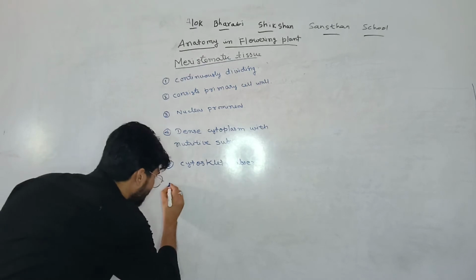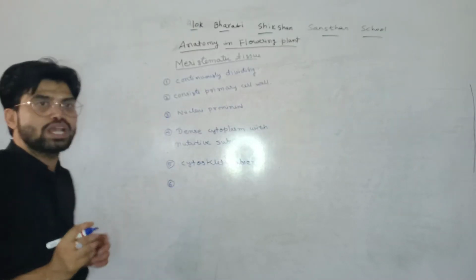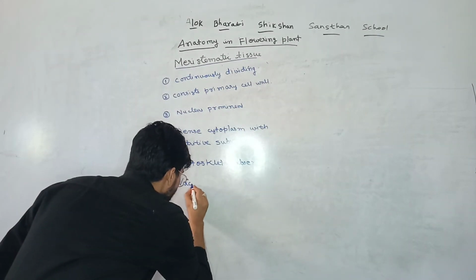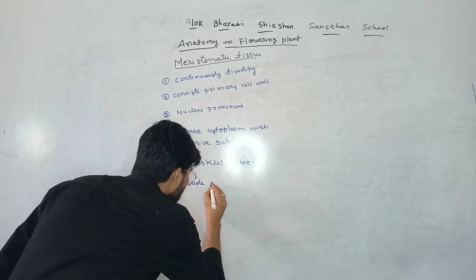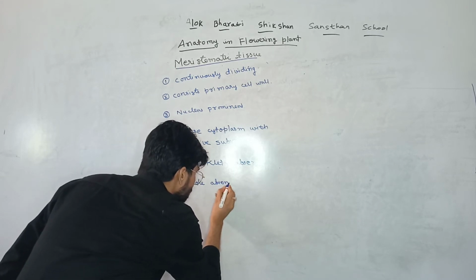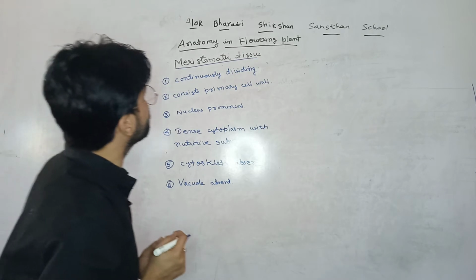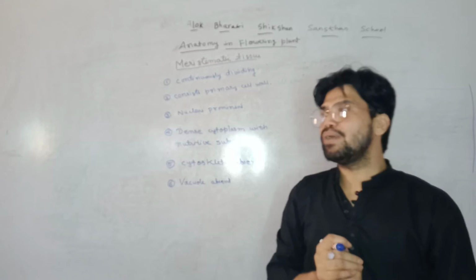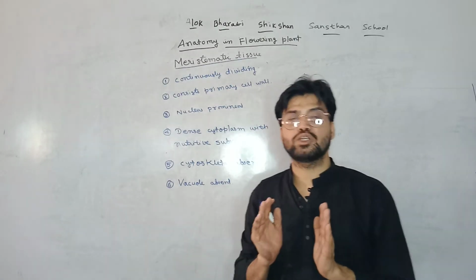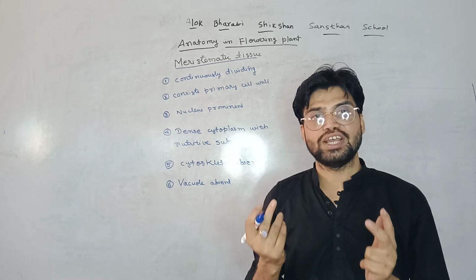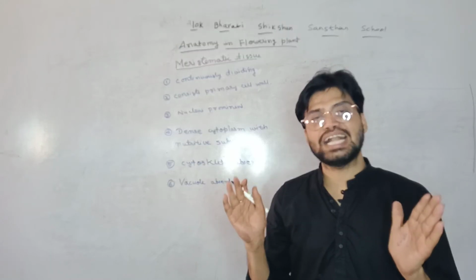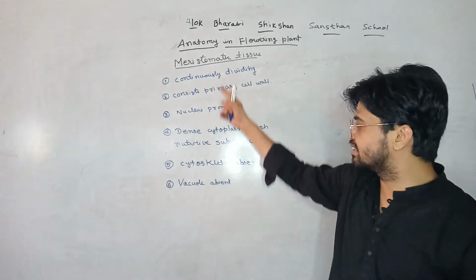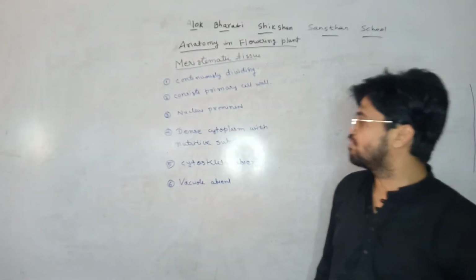Now, my dear students, point number 6: here you can see the vacuole is also not present. Vacuole absent. As you know, the vacuole is an important characteristic of plant cells, but here the vacuole is not present. In the later phase, when the cell elongates, the vacuoles will be formed and they also elongate. So these are the 6 characteristics of the meristematic tissue.